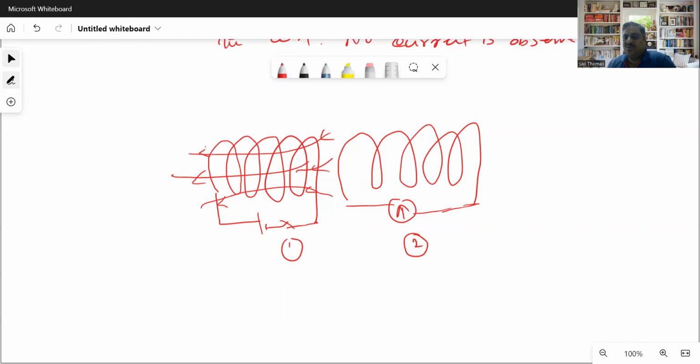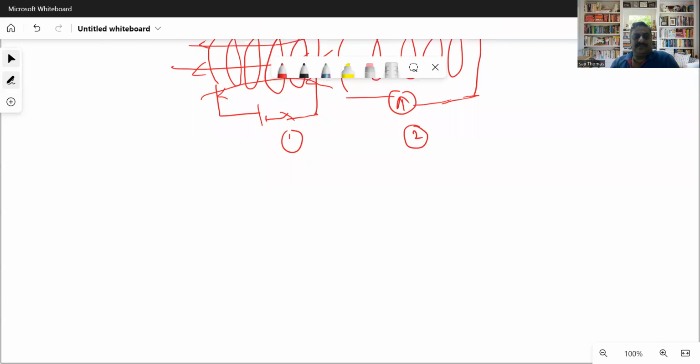If you keep the first coil stationary, there will be a magnetic field passing through the second coil, but it is not changing. When there is relative motion, the magnetic field and flux are changing, and then only current is induced. Somehow the magnetic flux must be changed. That is the thing.